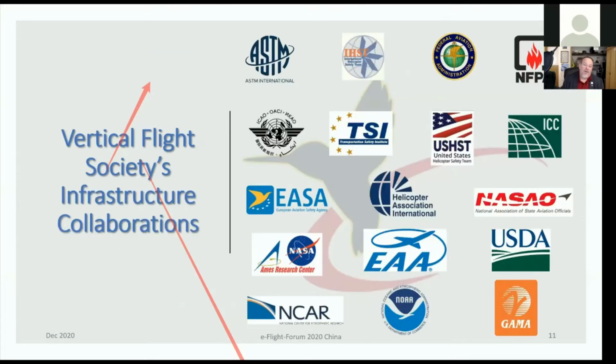Some of the people that we're working with right now in infrastructure and collaborating with, ASTM was one we talked about, definitely very closely tied with NASA in this space right now, and also working now with Helicopter Association International. NFPA, I serve as the Vertical Flight Society representative to NFPA. National Center of Atmospheric Research, we're talking to them on the weather piece on a regular basis, and GAMA, very, very active with GAMA. So that's just a small sampling of the people that we do work with in this space.